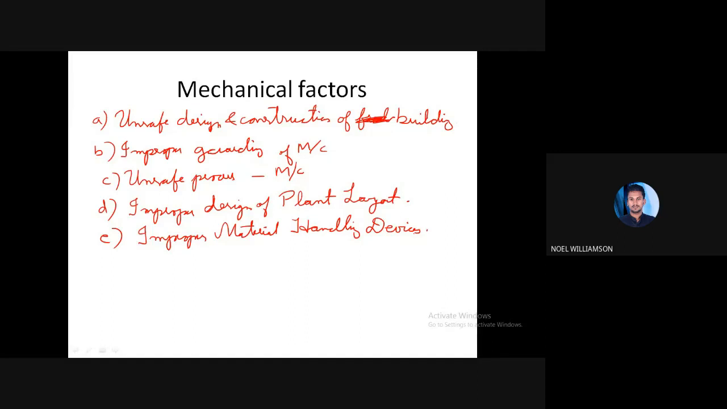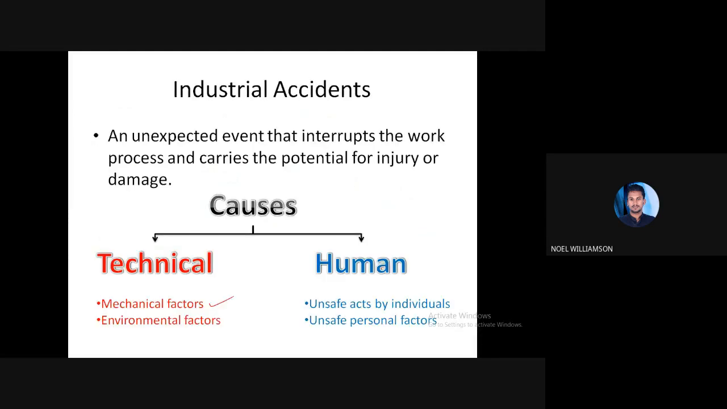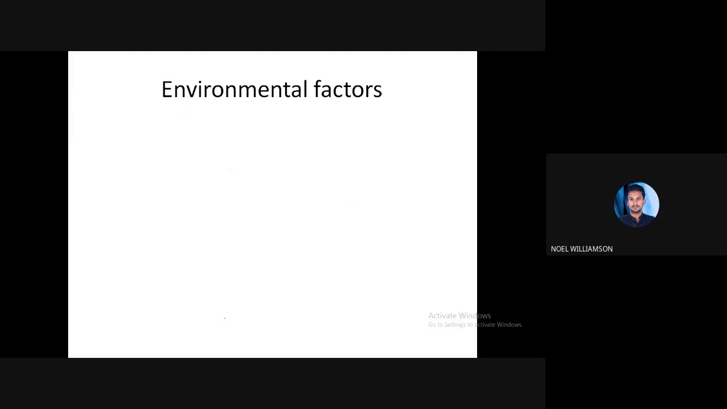Now one more is there, that is the environmental factors. So now we'll see what the environmental factors are. These are the factors which cause industrial accidents due to the presence of some environmental issues, or atmospheric contaminants, or an undesirable change in the environmental properties, that may create some issues and finally result in accidents. So we'll move on to that.